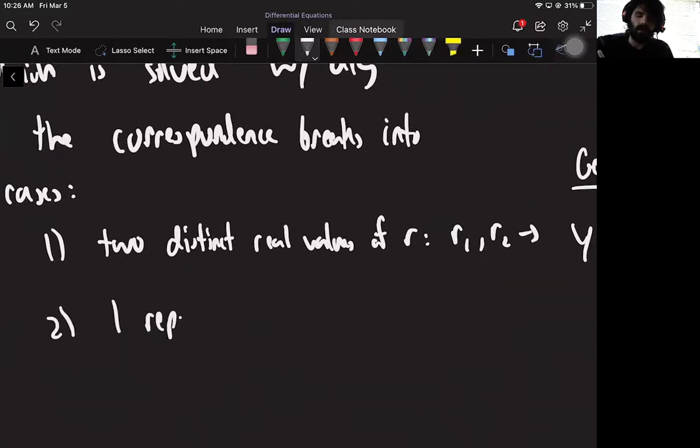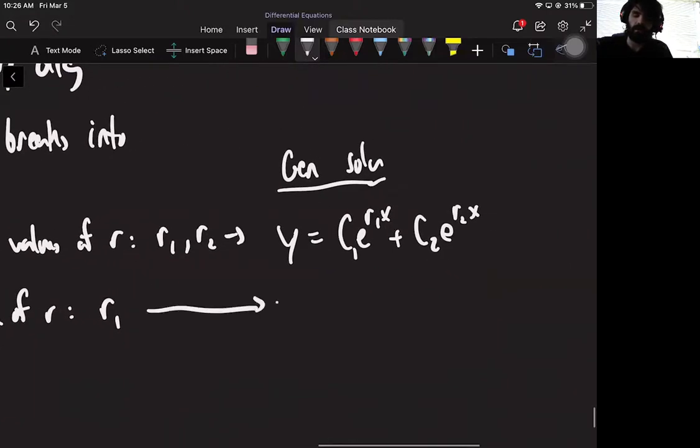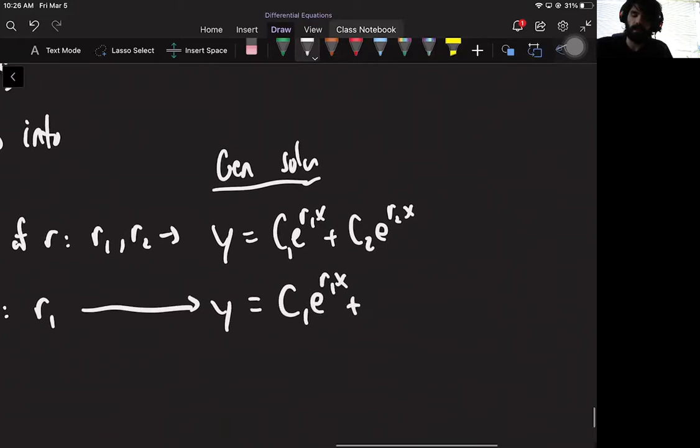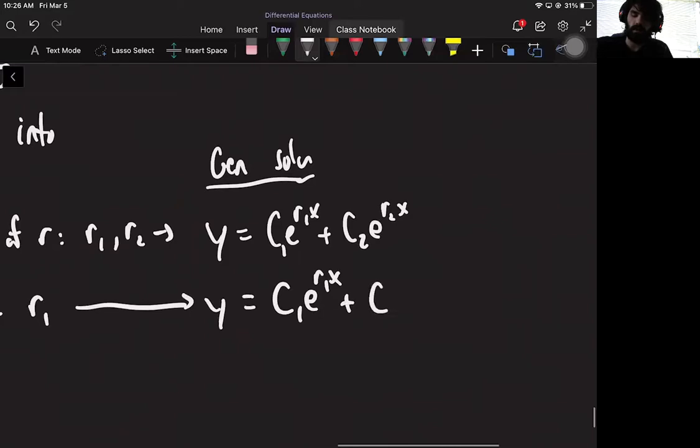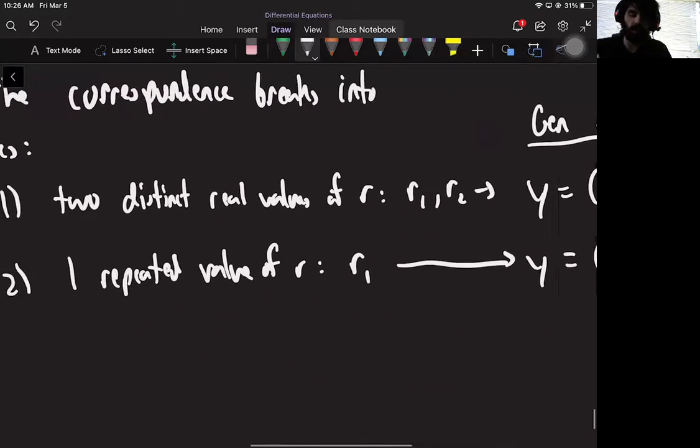If there's one repeated value of r, you can still call it r1 if you want to use labels. Then what's the general solution? You stick that in, but then on the next one, you multiply it by an x. And then the r1 is the same on both. There's only one value of r being repeated.